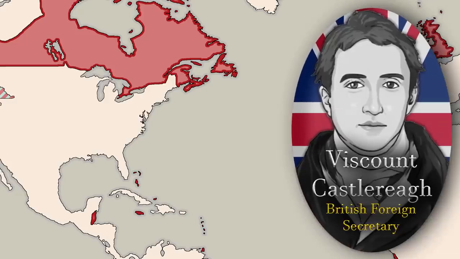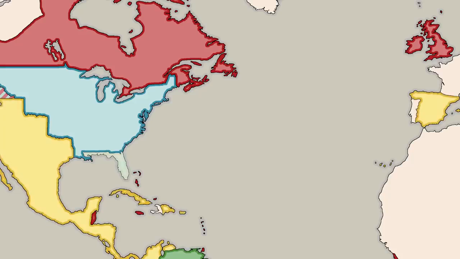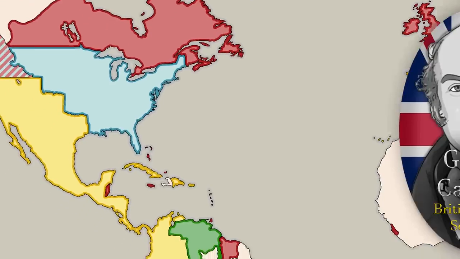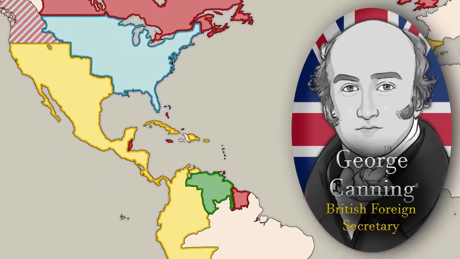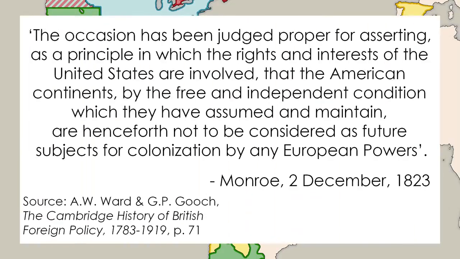He instead attempted to display British goodwill towards the US by pressing the Spanish to sign a treaty in 1819 which allowed for an American occupation of Florida. Under Castlereagh's successor, Canning, the Latin American crisis became acute. In 1823, the United States promulgated the Monroe Doctrine, which declared the American continents are henceforth not to be considered as future subjects for colonization by any European power.